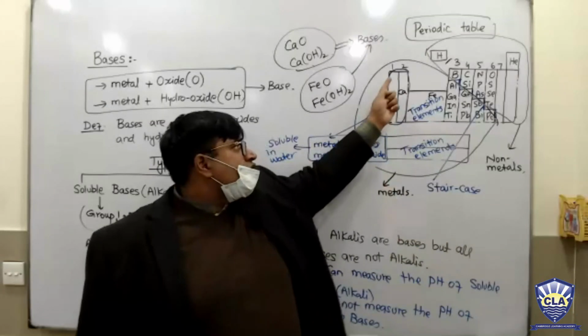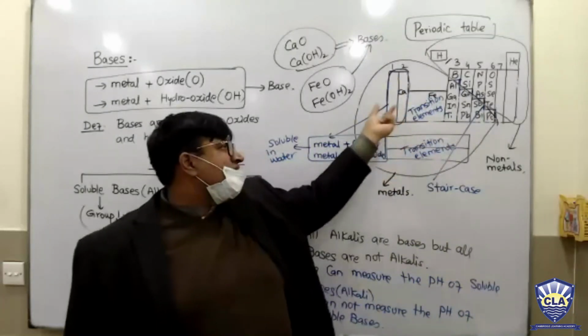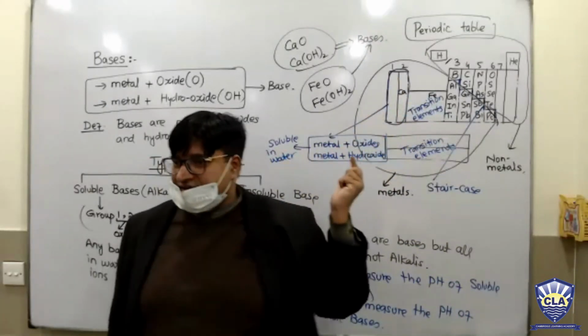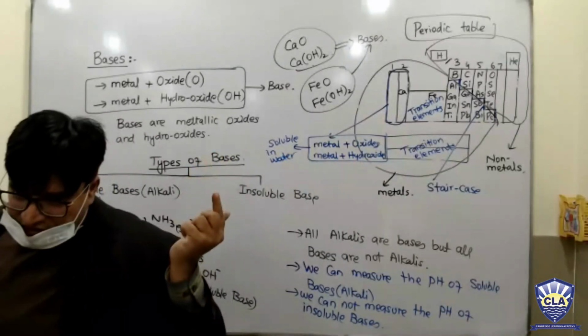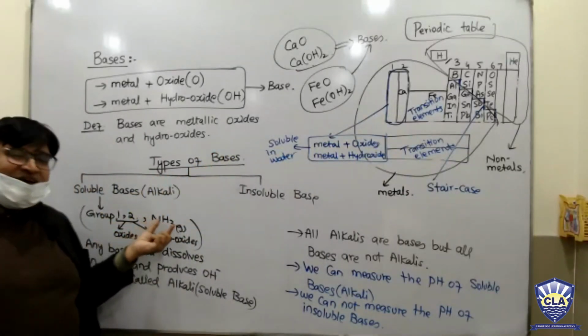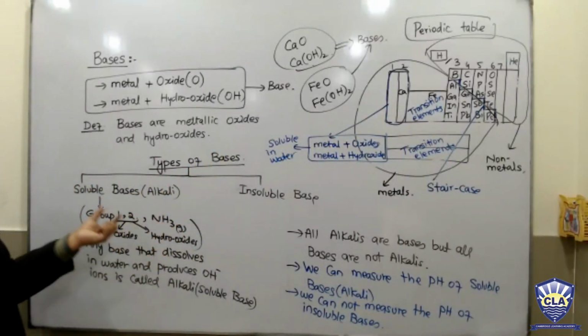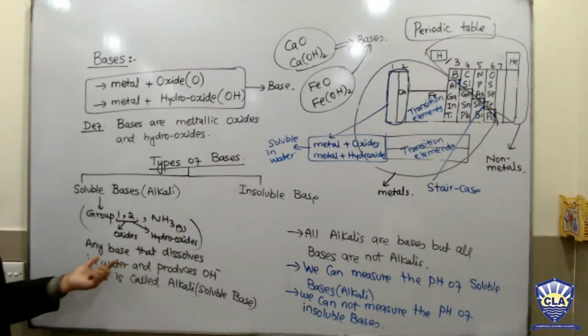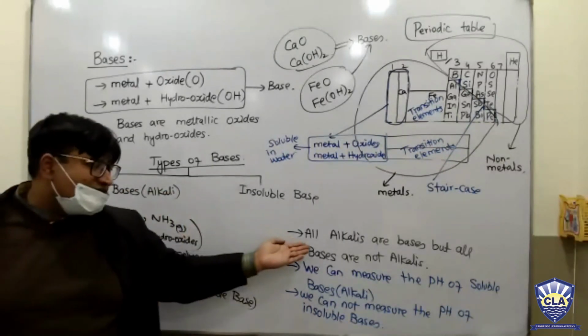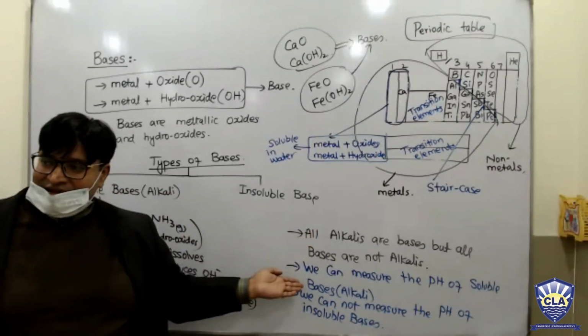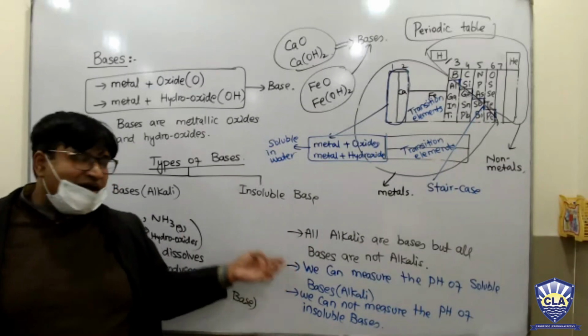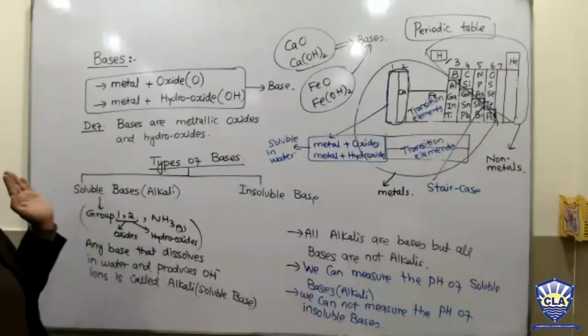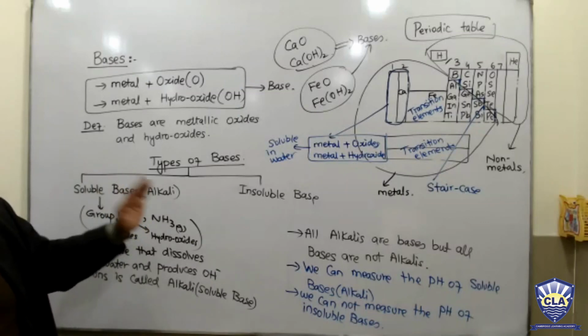And I told you only group 1 and group 2 metal oxides and hydroxides are soluble in water. Whereas ammonia is a gas that is also soluble in water and produces OH minus ions, so that is also basic, that is also alkaline. I have told you another thing: all alkalis are bases, but all bases are not alkalis, and we can only measure the pH of those bases which are soluble in water.